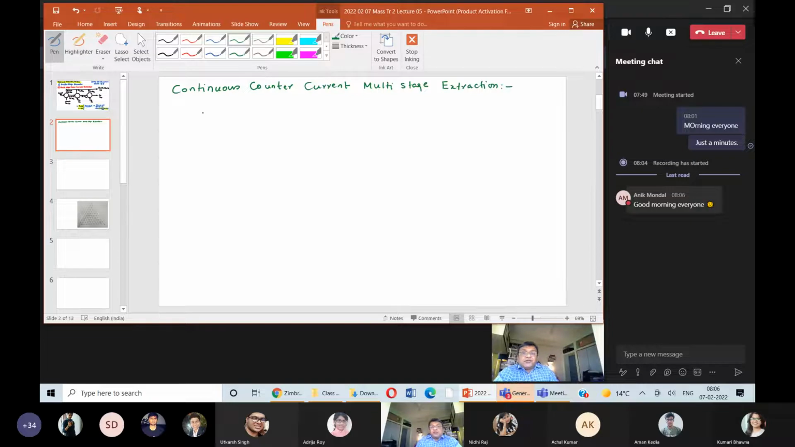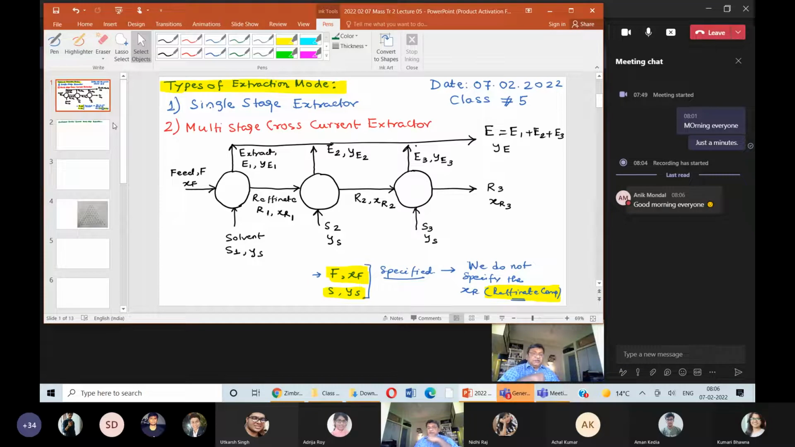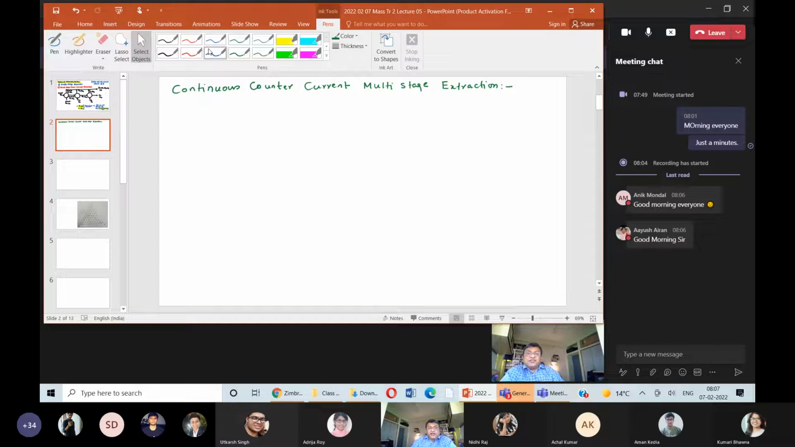Okay, so we studied cross flow. That's a unique configuration possible for extraction units. Here what we are going to study is the regular counter current flow. Okay, so how does the flow sheet look like? So essentially, this is how it looks like.